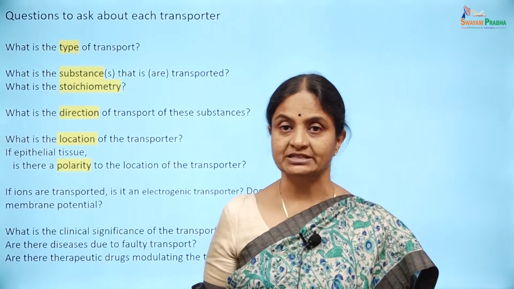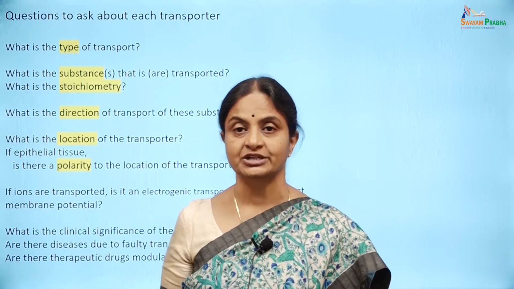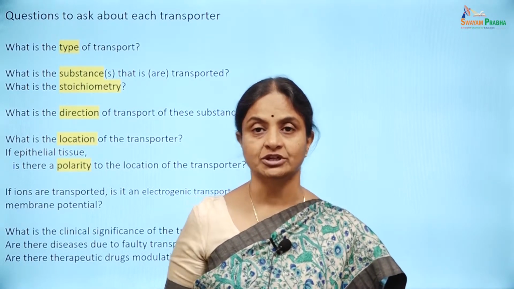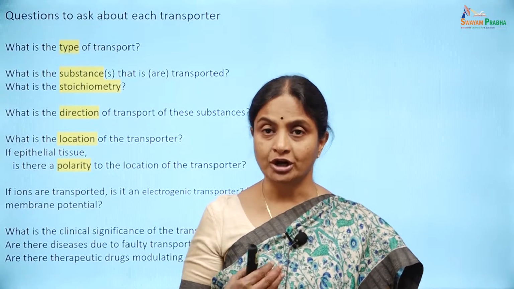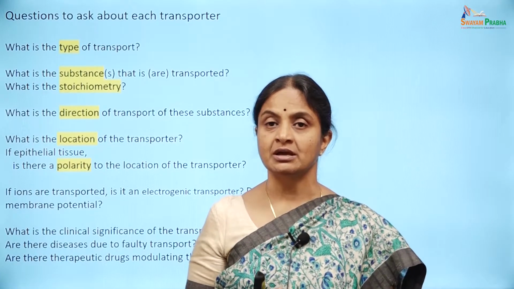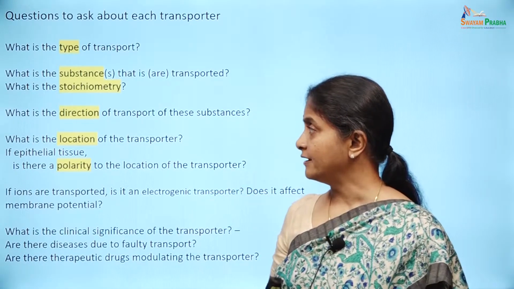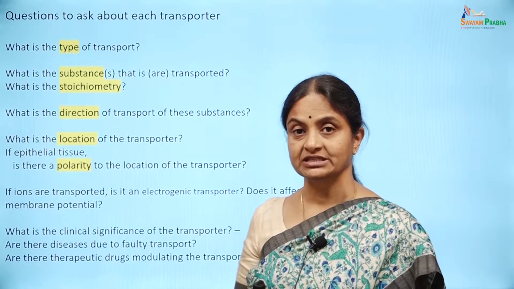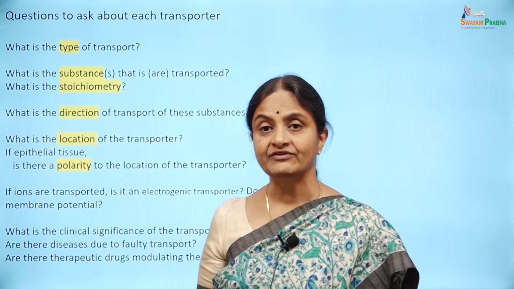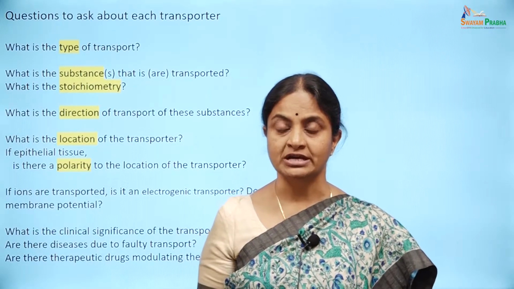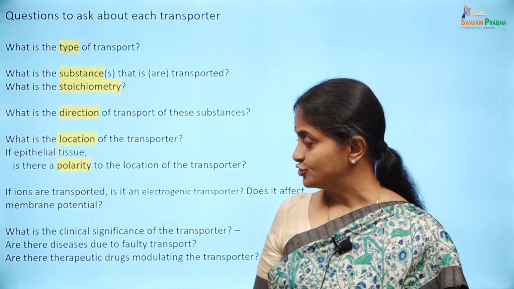If it is a sodium-potassium pump, we know it pushes out 3 sodium ions and takes in 2 potassium ions for every turn of the transporter. So, stoichiometry refers to the number of molecules of the substance that are transported per cycle of conformational change of the transporter. Then you could ask, what is the direction of transport of these substances? Does it go into the cell or out of the cell? Where is it located? If it is located in epithelial tissue, is it located on the luminal side or the basolateral side? Is it electrogenic?